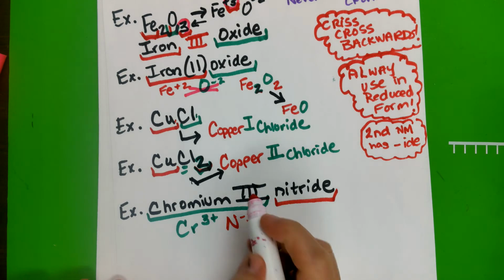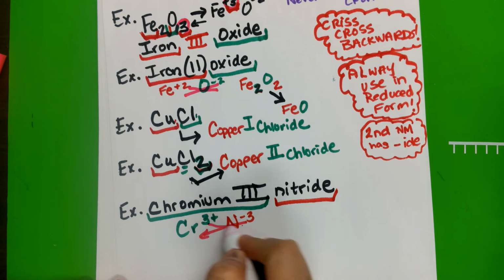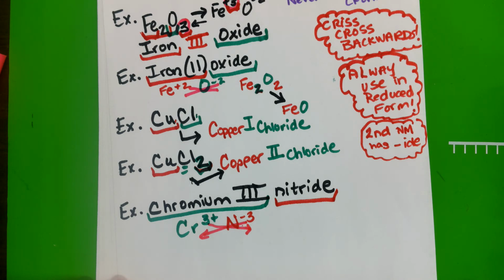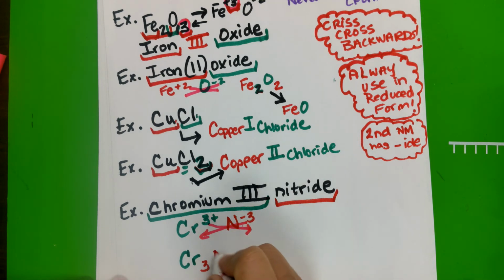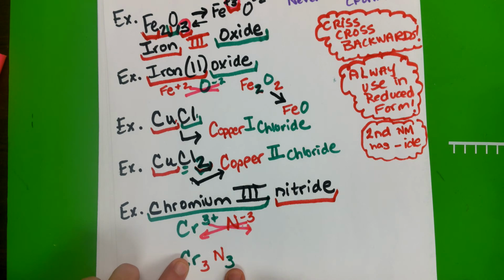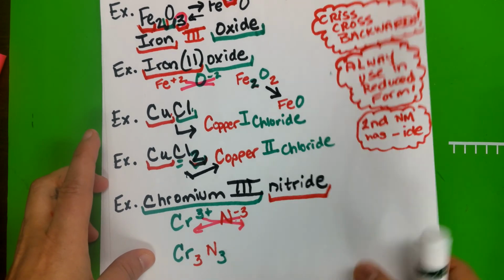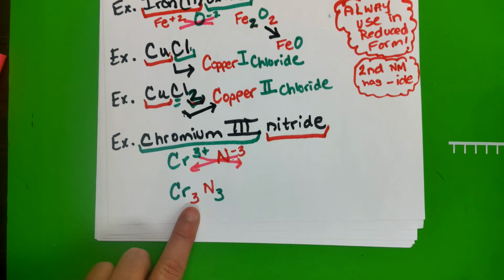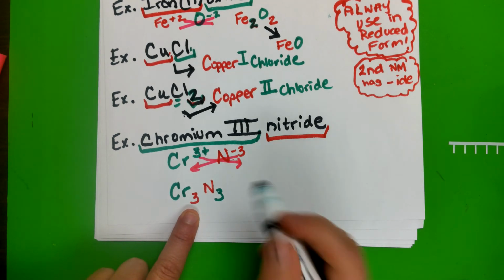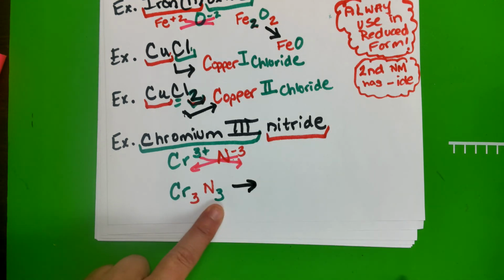Now you're going to crisscross. That 3 goes here, that 3 goes here. So I'm going to put this Cr as green, and I'm going to put the 3 down there, and then I'm going to put the nitrogen, still red, and then I'm going to put the 3 green up here. That's why you see how it's chromium 3, because it's always that last number. We're not done yet. Keep in mind that we always want it in reduced form. So we're going to reduce it. They're the same number, so the reduced form is 1 and 1.